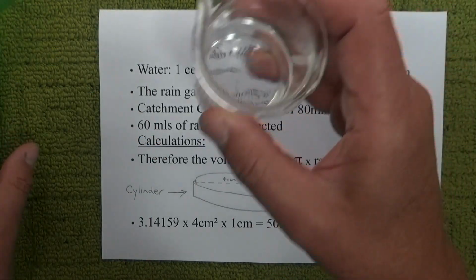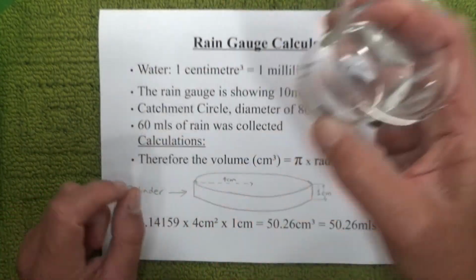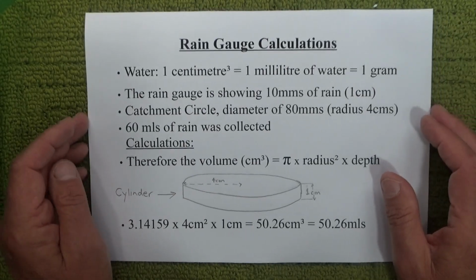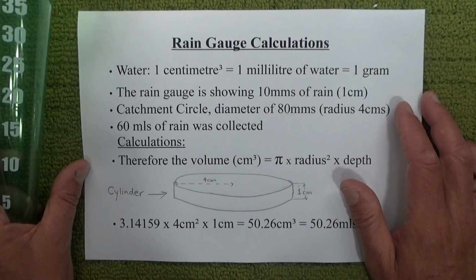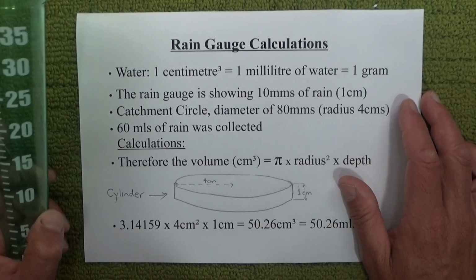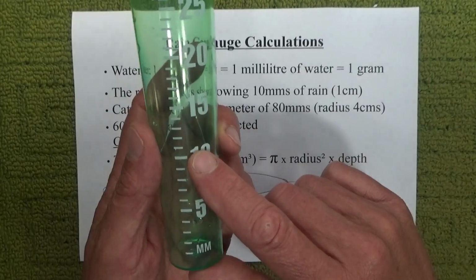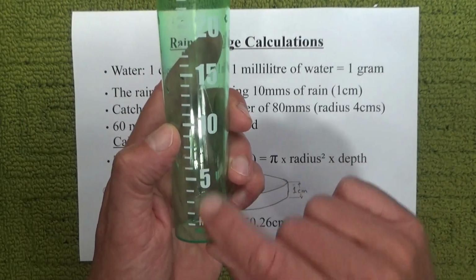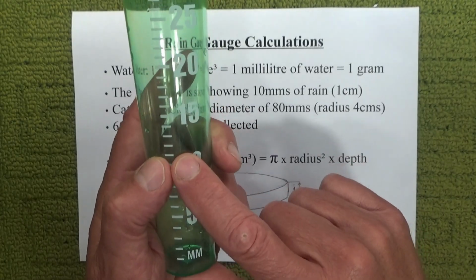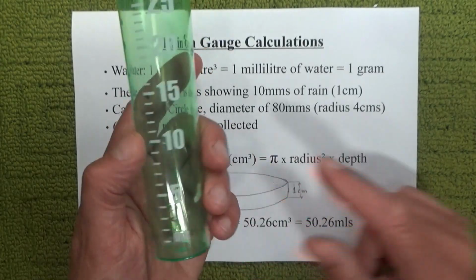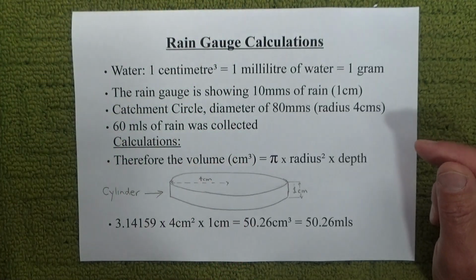But when I did measure it with this little beaker, it was coming in at 60 mils. So therefore, my assumption is that this rain gauge is slightly under-reading the actual rain that's fallen. So it's relatively accurate. If I'm seeing around about 10 millimetres in the rain gauge, then I've got to assume that it's probably going to be 11 or 12. It's going to be a little bit more than what I'm actually getting in the rain gauge, which is good to know.